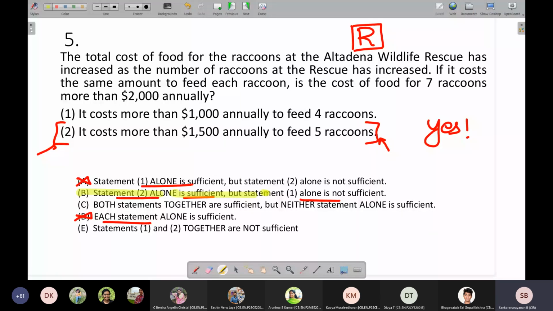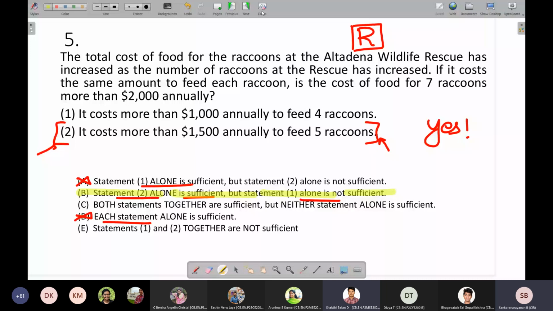Is it clear to you? Is this explanation clear to you? Please let me know. Sir, from statement 1, we are getting that the cost of food for 7 raccoons won't be more than 2000, no, sir? So it also answers whether it is yes or no. How? I gave you another option.